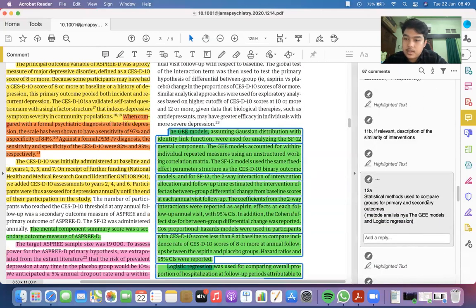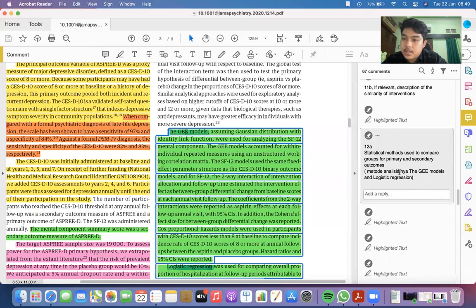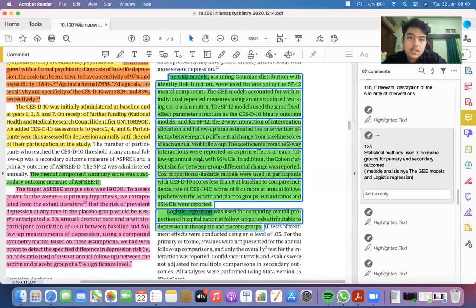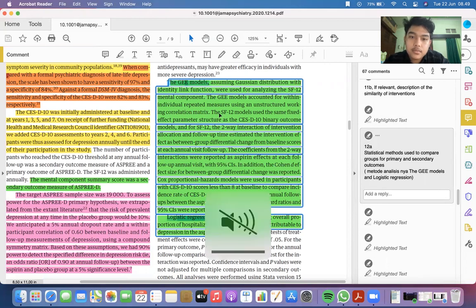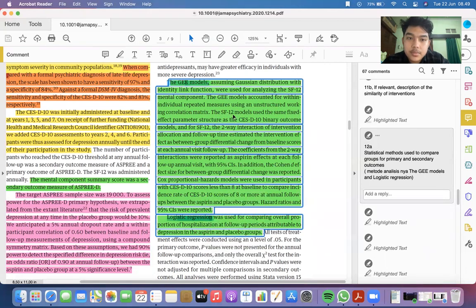And for point 12a, statistical methods used to compare groups for primary and secondary outcomes. The GEE models, assuming Gaussian distribution with identity link function, were used for analyzing the SF12 mental component. The GEE models accounted for within-individual repeated measures using an unstructured working correlation matrix.